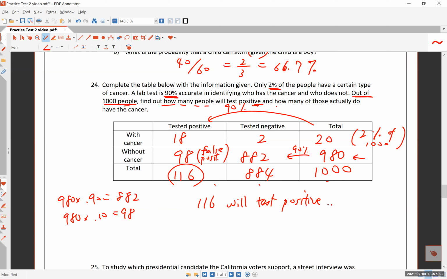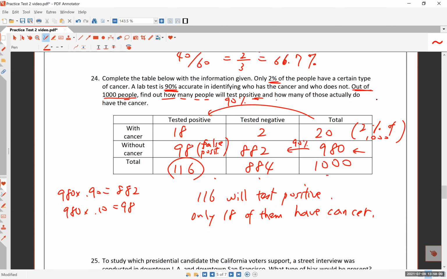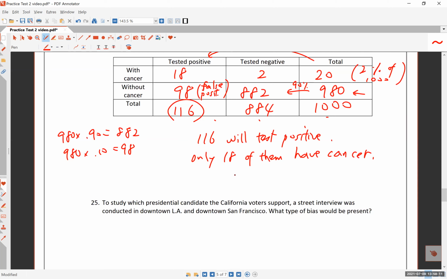And how many of them actually do have the cancer? Only 18 of them have cancer. These are the answers to the questions. You can also find the percentage here. 18 divided by 116 will give you the percentage of actual people with cancer among those who test positive, and that is a very low percent. It's going to be less than 20%.